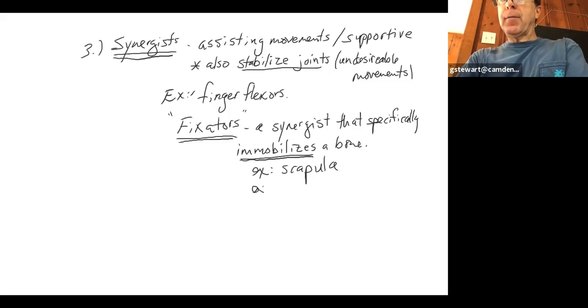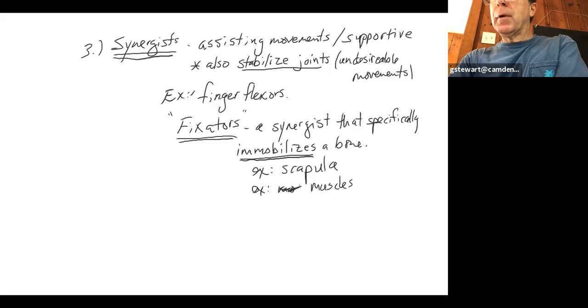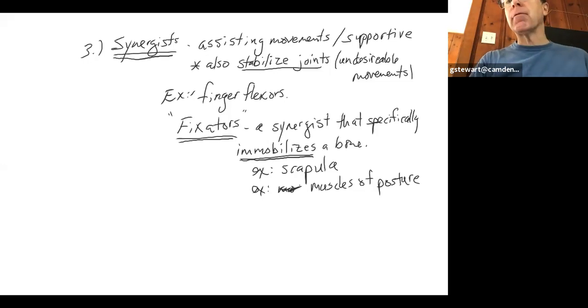Another classic example are muscles. Sometimes it's faster for me just to cross out a misspelling. Muscles of posture. So when we stand, or I assume you're probably sitting right now, you can sit up straight because of muscles that are contracting. And what they're doing is they're immobilizing certain bones so that you stay stationary, you stay in place. It's not about movement, it's about stability, immobilization.